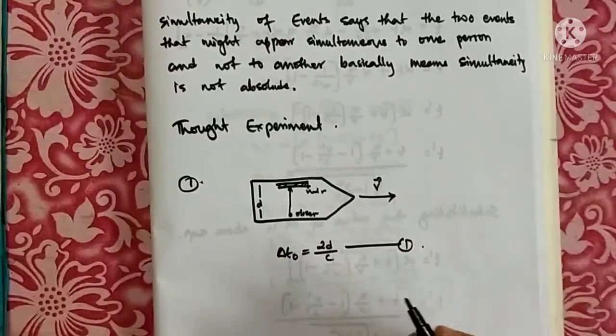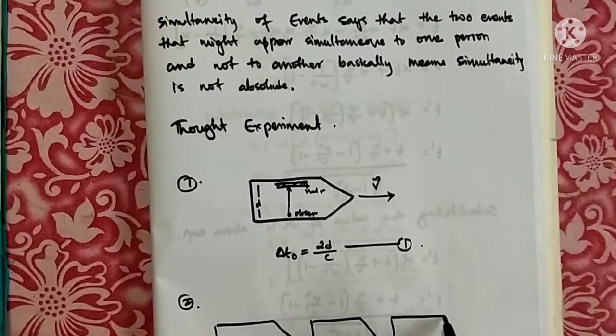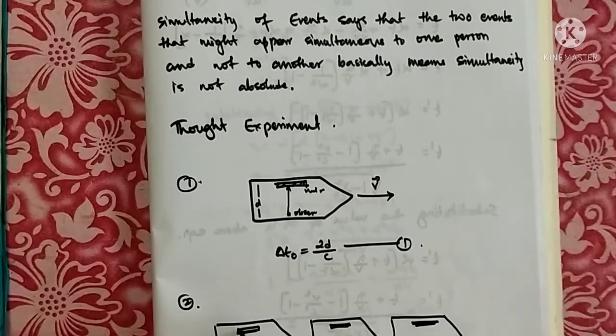And in case 2, we have a stationary observer on Earth. Observer on Earth. We have a spaceship moving. Here is the mirror.